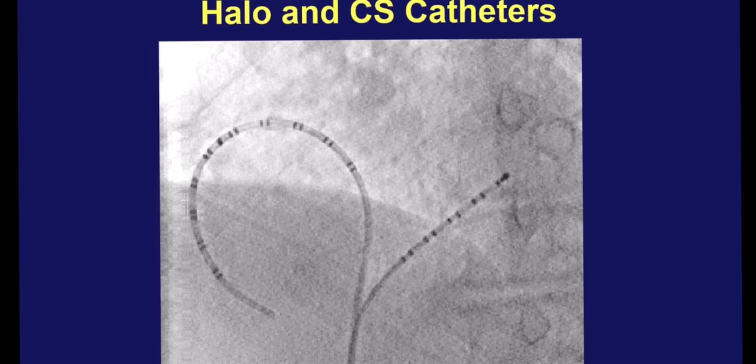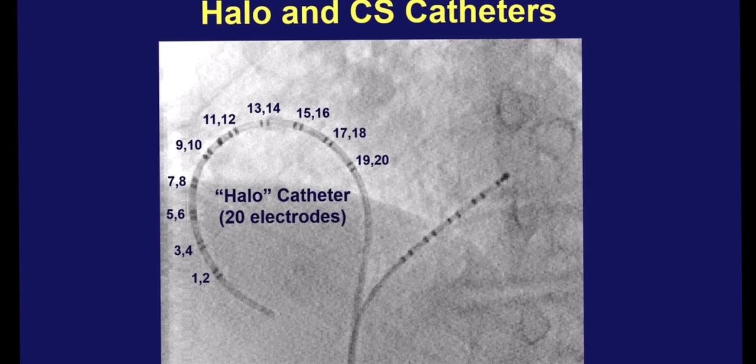Instead of using one catheter that loops around the right atrium and travels with the tip in the coronary sinus, people may use 2 separate catheters, one looping around the right atrium and the second in the coronary sinus. The one in the right atrium is often a 20-pole catheter, known as a halo catheter frequently. And then the one in the coronary sinus typically has 10 electrodes, and again it's advanced all the way into the coronary sinus with electrode pair 9-10 usually sitting at or near the interatrial septum.